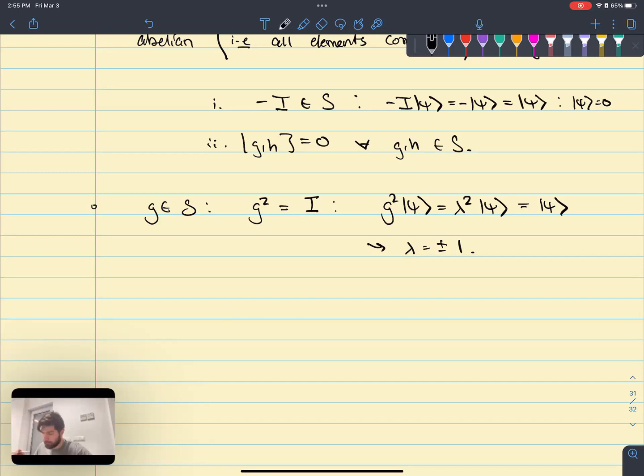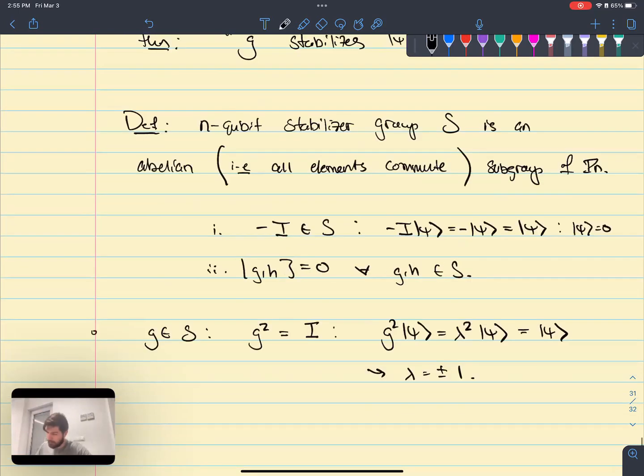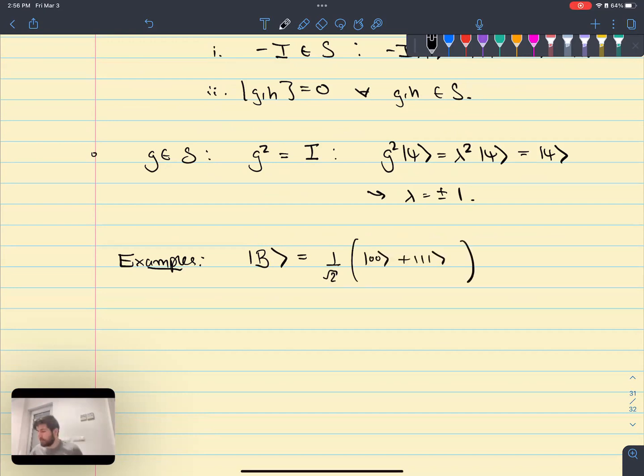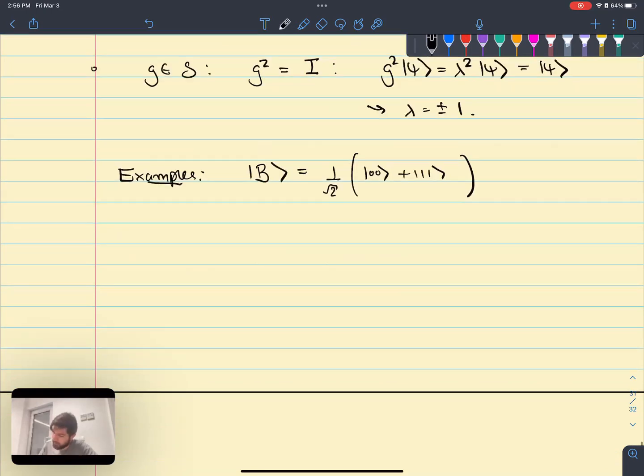Okay, so let's actually look at some examples of this. Actually, some very well-known states can be written precisely in this way. So for example, if I have the Bell state, or one of the Bell states rather, this is a maximally entangled state, and it can be stabilized by, so we consider X1 tensor X2, which I will write as X1, X2.